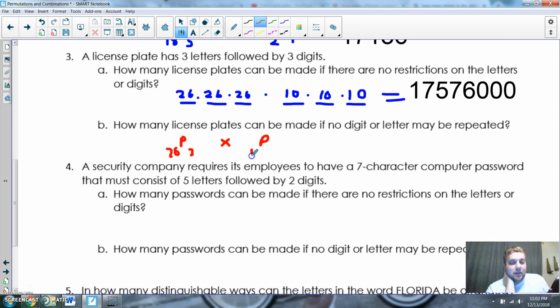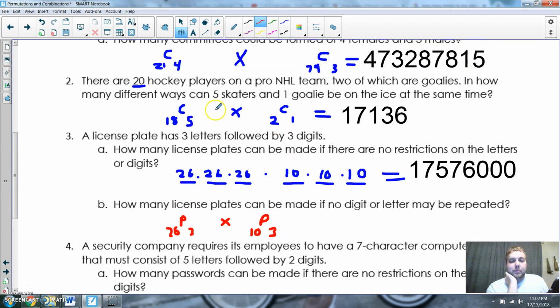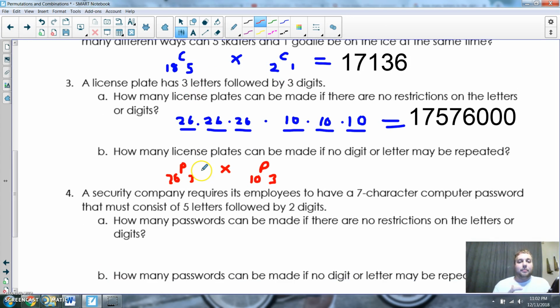And there are 10 digits, and I want 3. So it's the same as this up here. I'm doing 2 separate because I've got my letters and then I've got my digits. And I can't have repeats, so there will be 26, then there'll be 25 and 24. Okay, so you can do this.